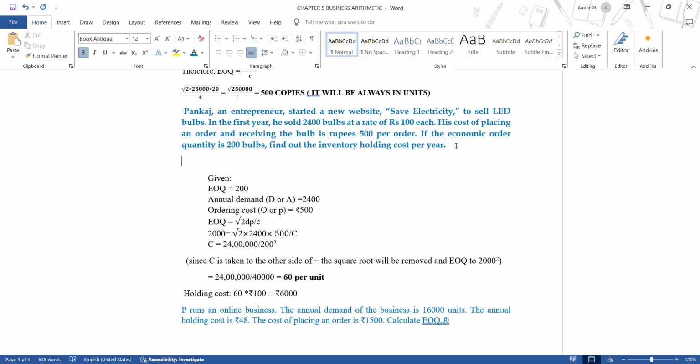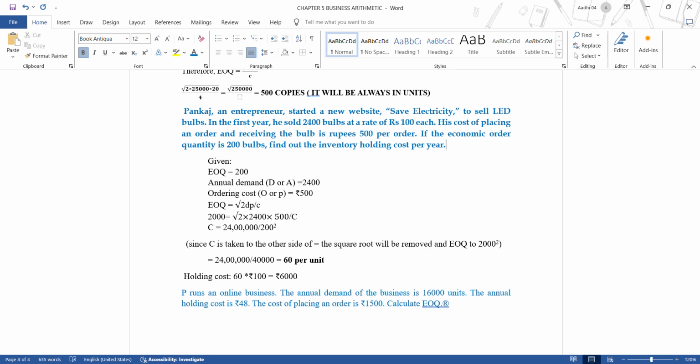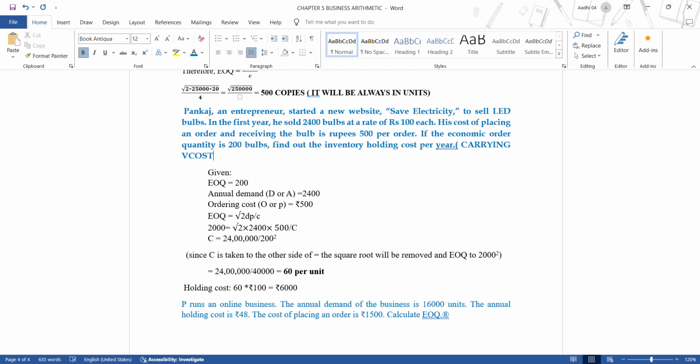So what does inventory holding cost mean? You are asked to find carrying cost. So holding cost means carrying cost. I hope that is also clear.